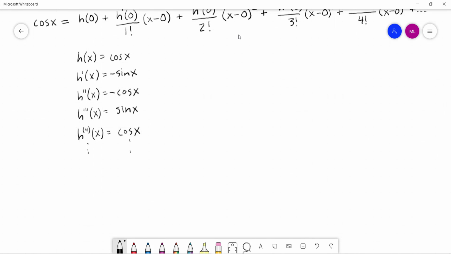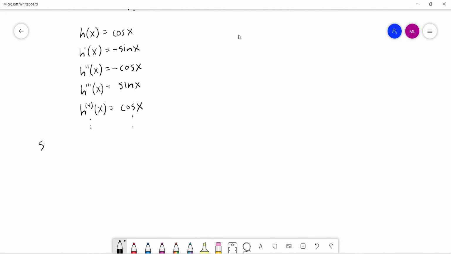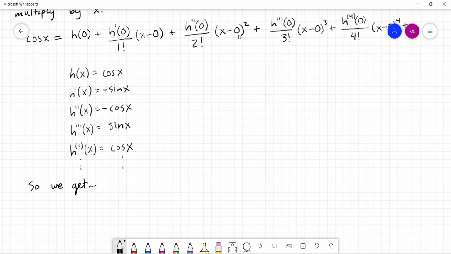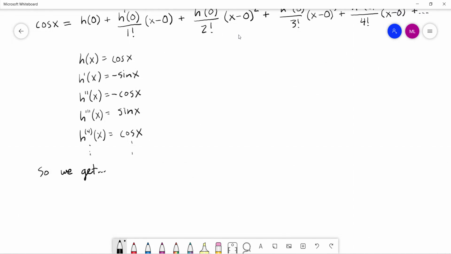So we get, zoom out so we can get it all on the screen at once, at least the relevant pieces. We're going to get that our cosine of x approximation, our Taylor series for it, is h of 0, so that's the first term. So here's h of x. When we plug in x equals 0, I just have cosine of 0. What's the cosine of 0? It is 1.